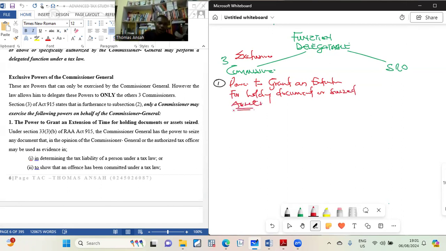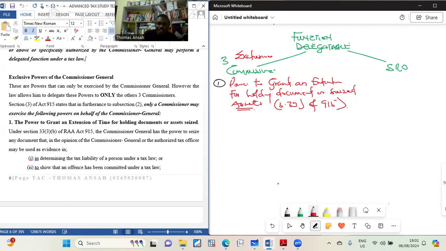All right. Now, you can reference this in section 33 of Revenue Administrative Act 915. What does it mean? You should understand that sometimes the authority can seize documents. So when they come to you, maybe they are doing an audit or anything, they can seize your documents. They can sometimes also seize your assets. Yeah, they can do that.